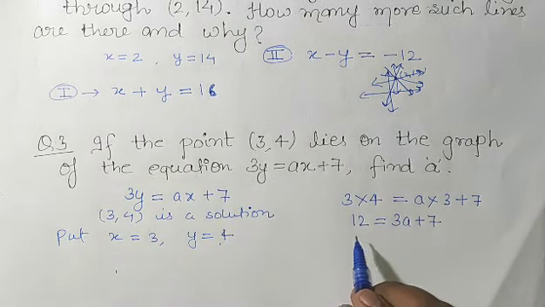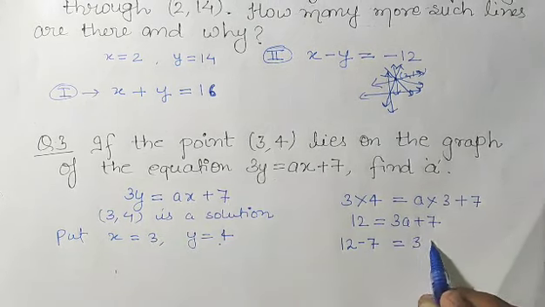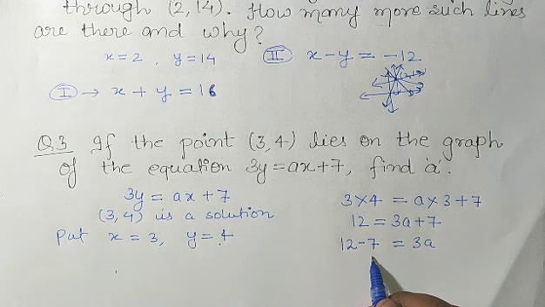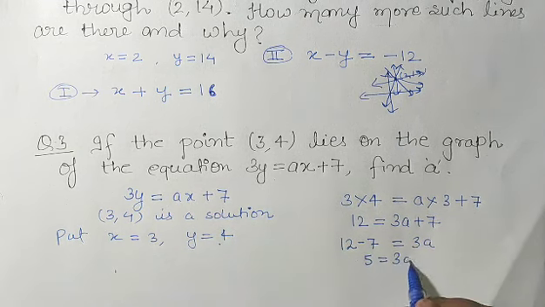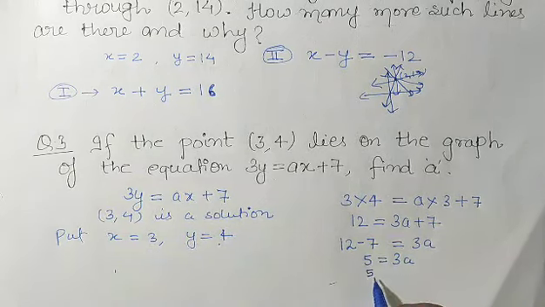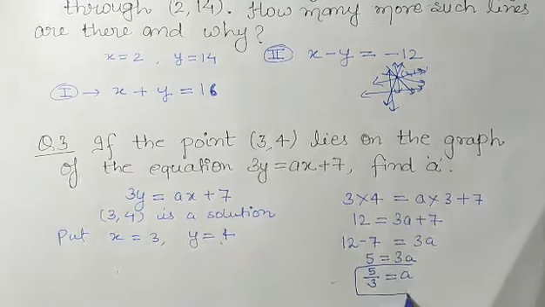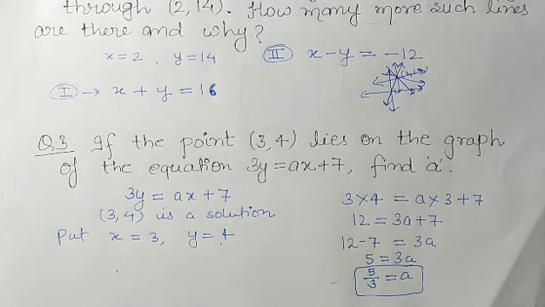Just shift this 7, you will get 12 minus 7 is equal to 3a. 12 minus 7 is 5. 5 is equal to 3a. So just shift this 3. Since it is multiplied with a, when you shift it, you will get the division, means 5 by 3 is equal to a. So the value of a is 5 by 3. Okay students, so like this we can solve this question.